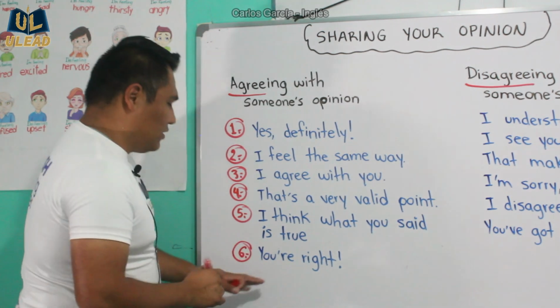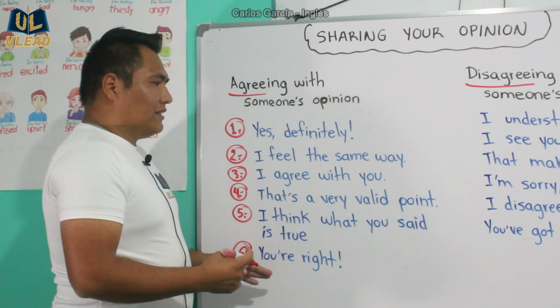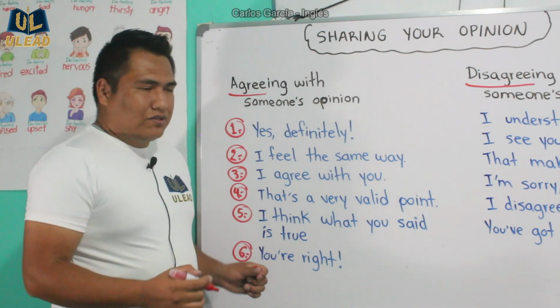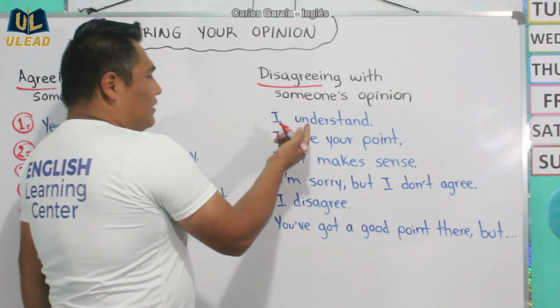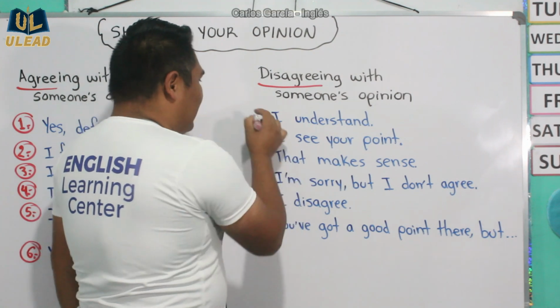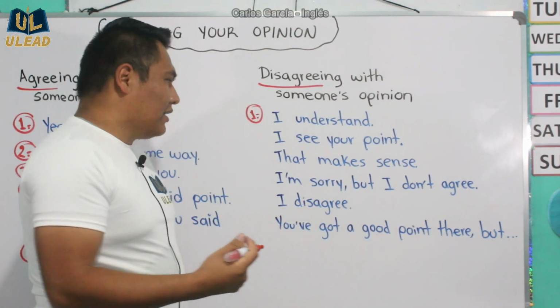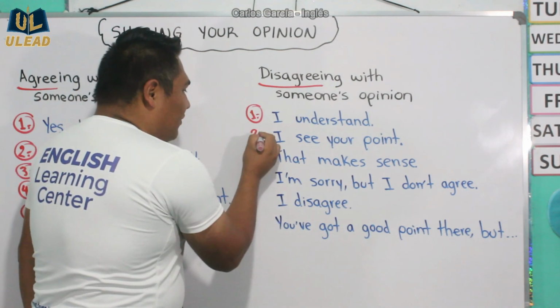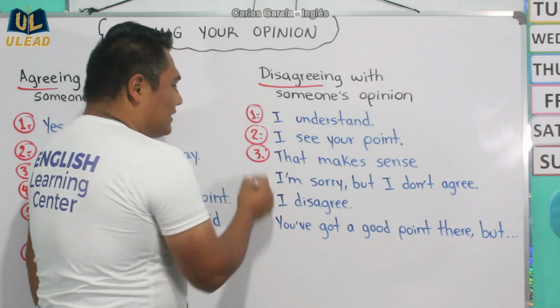Number 6, you're right. You're right, okay? This means that you strongly agree with the other person. You're right. Okay? Next, disagreeing with someone's opinion. To disagree, well, you can just say, like, politely, I understand, okay? Or I see your point, I see your point. That makes sense, that makes sense.